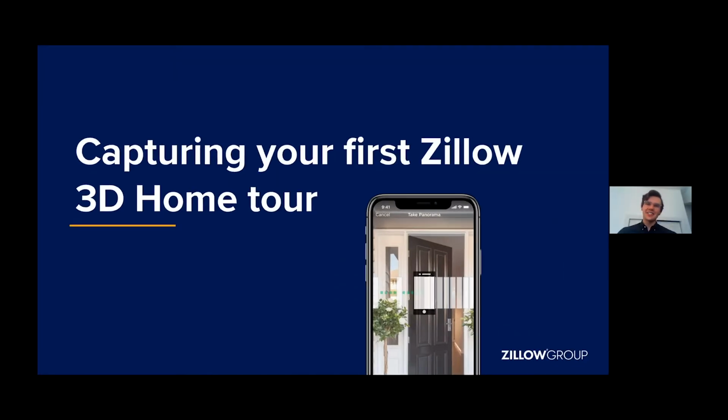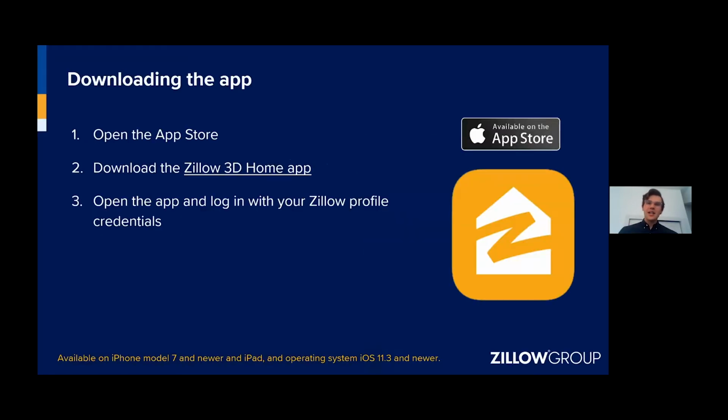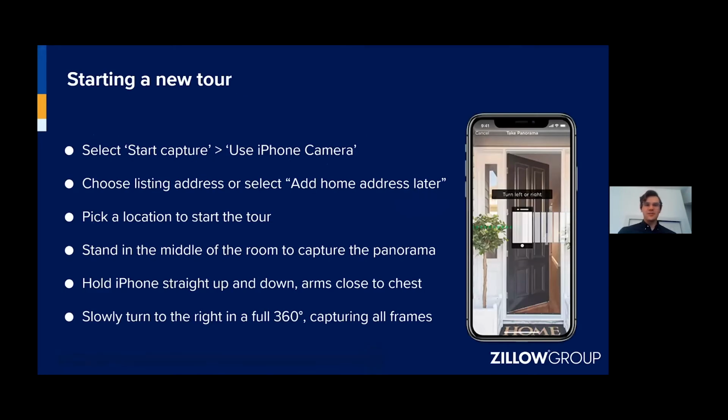I want to show you exactly what it looks like when you open up the app and start using it. Like I mentioned, in the App Store, the app name is just Zillow 3D Home. You'll see that big orange logo with the Zillow Z on it. That's how you know you have the right one. When you download it, I'll show you another screen recording that walks through these steps. But just to condense this, you essentially hit start. It'll ask you for the address of the home you're at. You can either enter it now, or skip and add the address to the tour once you're back in the office.